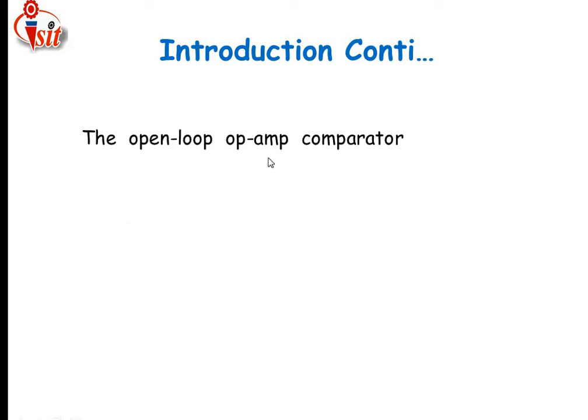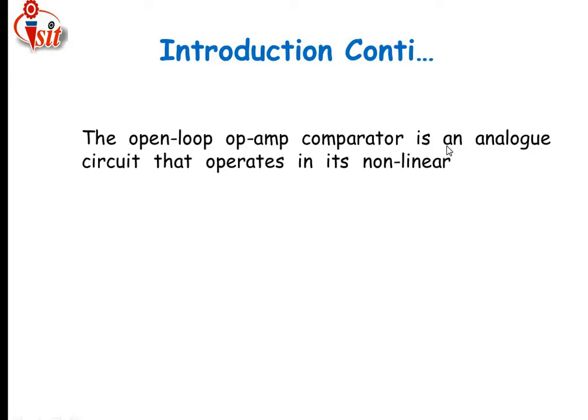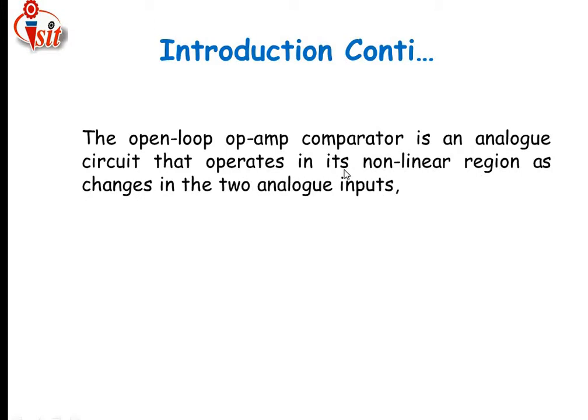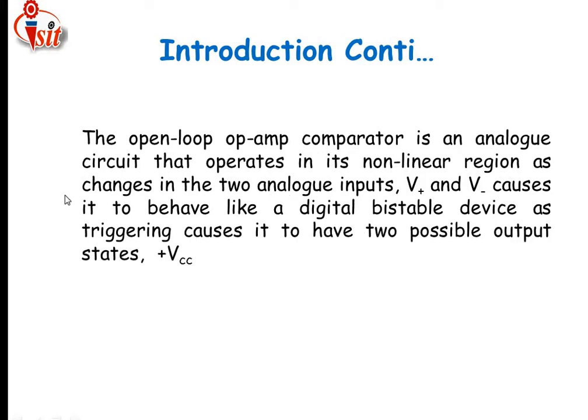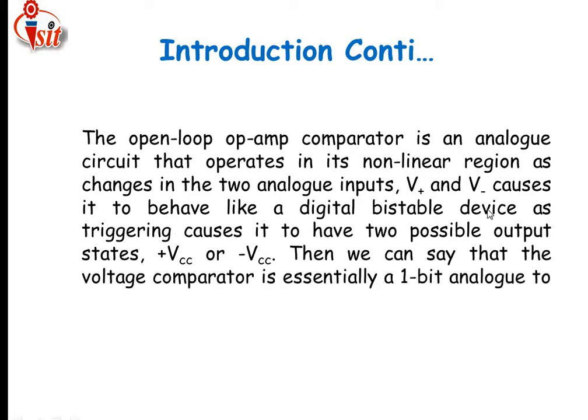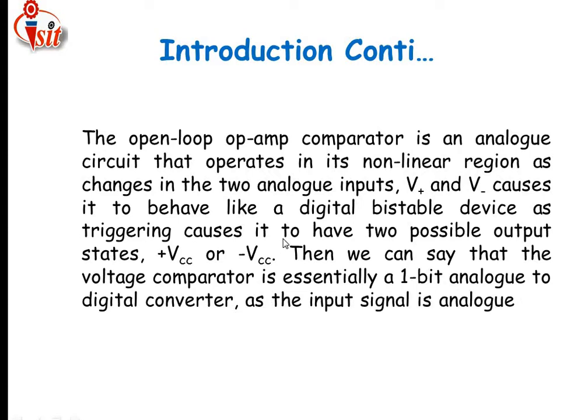Along with this, the open loop op-amp comparator is an analog circuit that operates in its non-linear region, as changes in the two analog inputs, that is the positive input voltage and negative input voltage, cause it to behave like a digital bistable device, as triggering causes it to have two possible output states, that is positive VCC or minus VCC. Then we can say that the voltage comparator is essentially a one bit analog to digital converter.